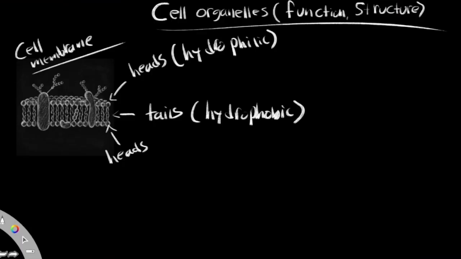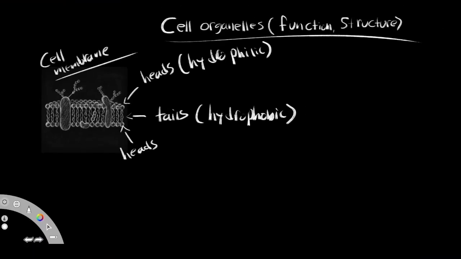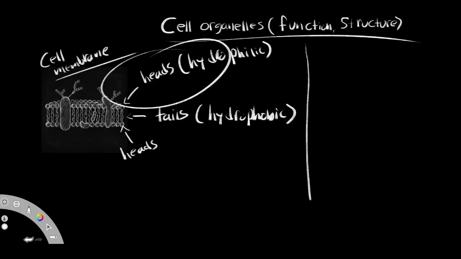But again, we're going to learn more about this a little bit later on. Other things that are polar and like to be dissolved in water can also go through, because the heads up there are hydrophilic. So there is nuance to it, but we'll look at that in the next unit. What I really want to get into here is the functions. With the heads and the tails, they allow certain materials to go in.